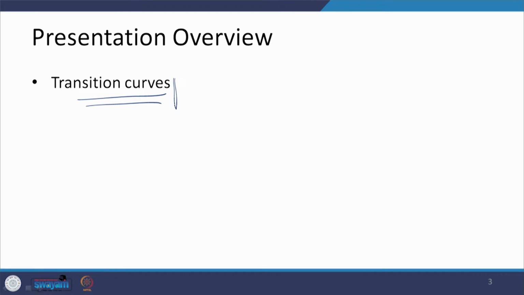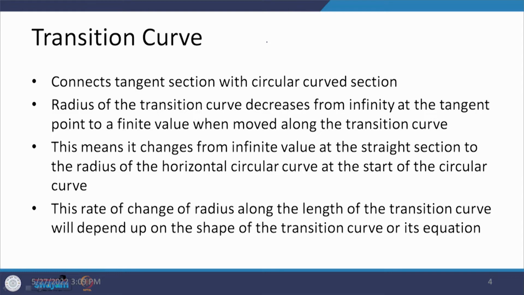Of course, we also talked about the case where the transition curve is not there and a straight section directly connects to the circular section, and how the super elevation or the extra widening needs to be provided in those cases. Let us start our discussion on the transition curve.